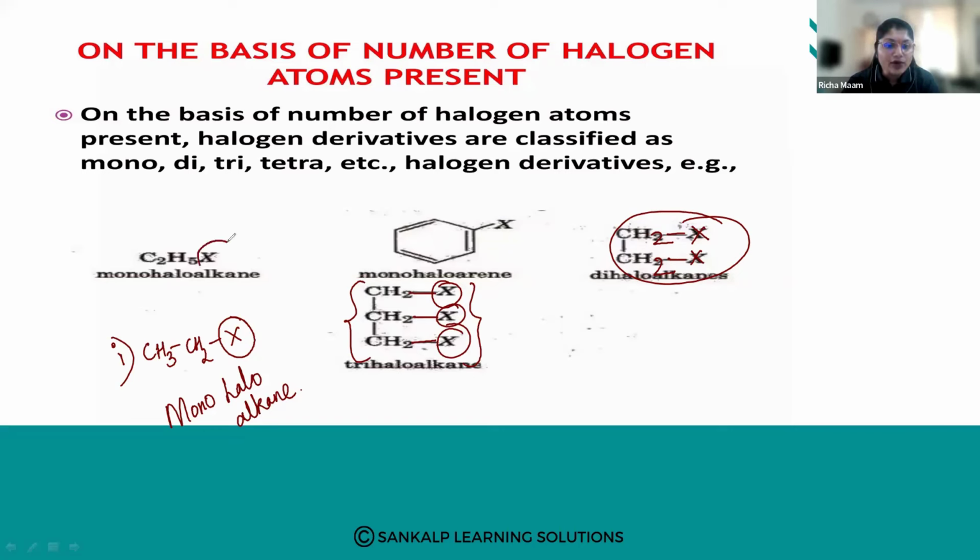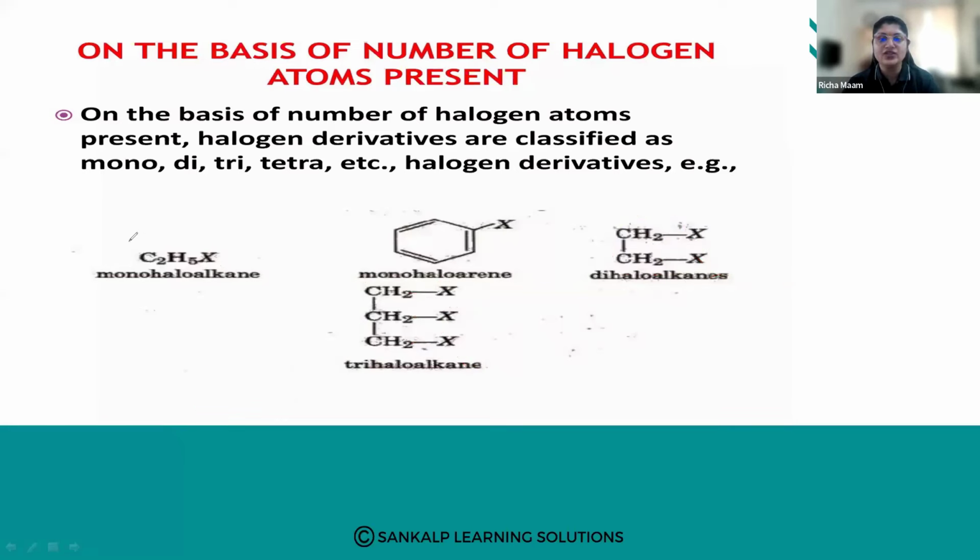So based on the number of halogen atoms, here it is one, here two, and here three. So they are classified as mono, di, tri, or polyhalo derivatives. This is the first classification, based on the number of halogen atoms. Now in this example there is one halogen atom and it is an arene. So it is a monohaloarene. It is an arene system.